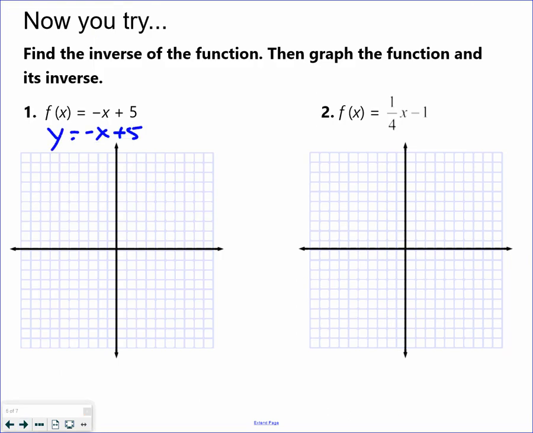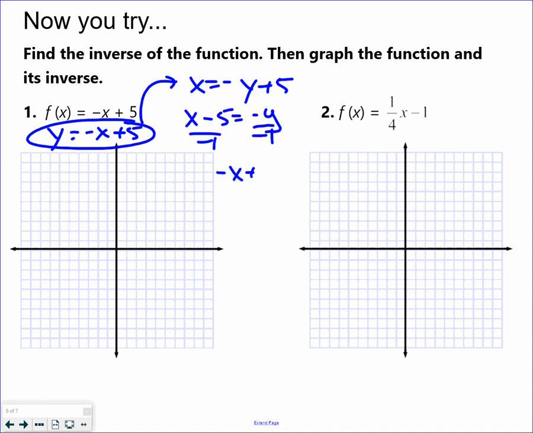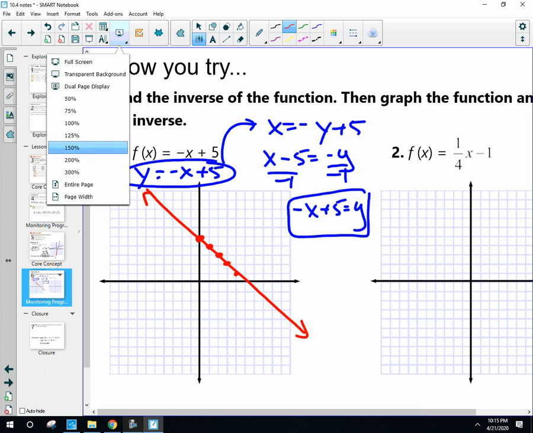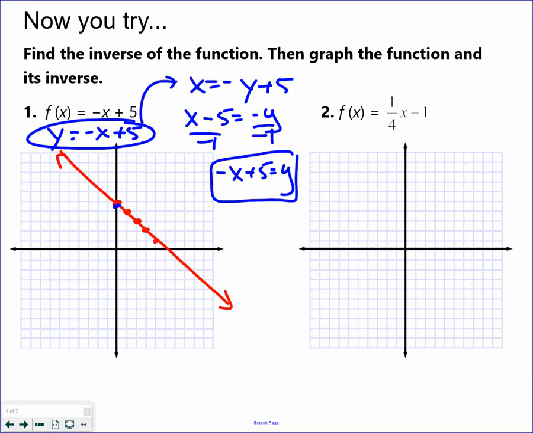y equals negative x plus 5 is the original equation. Switch x and y and solve for y. So divide by negative 1. So now graphing both. Crosses the y-axis at 5 with a slope of negative 1. There's the original line. Second one, I apologize, got interrupted again. Crosses the y-axis at 5 and also has a slope of negative 1. So actually the inverse and the original are the same line. That doesn't happen all the time, but it did in this case.